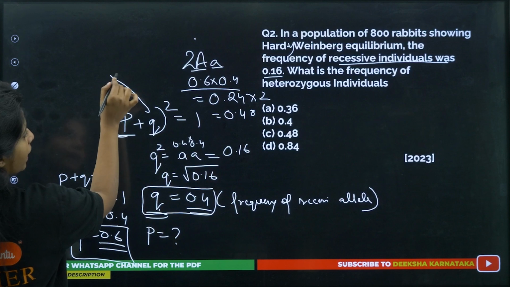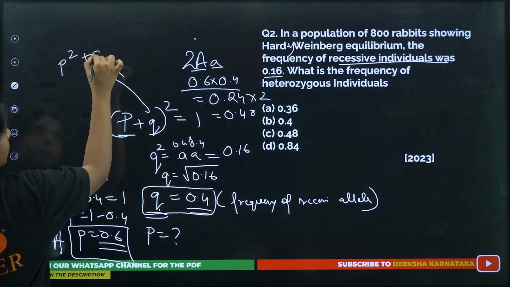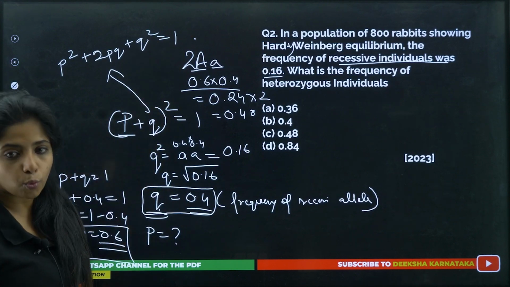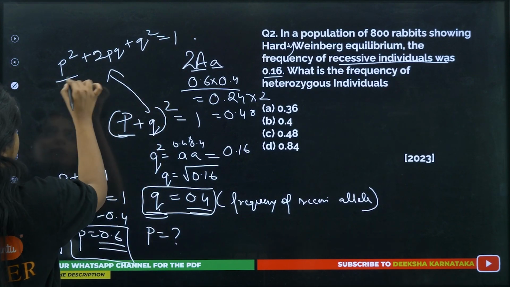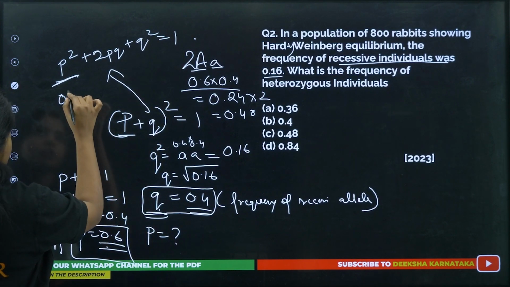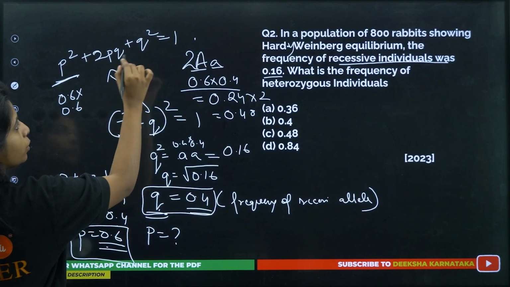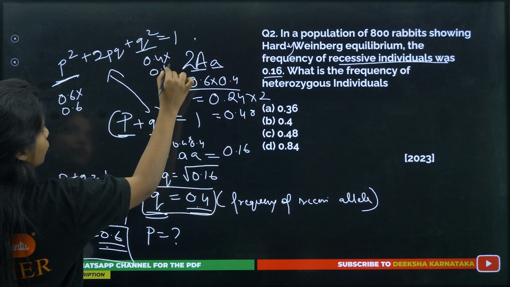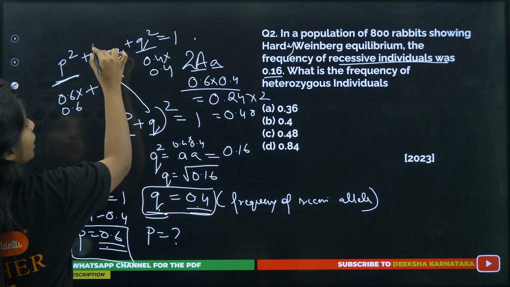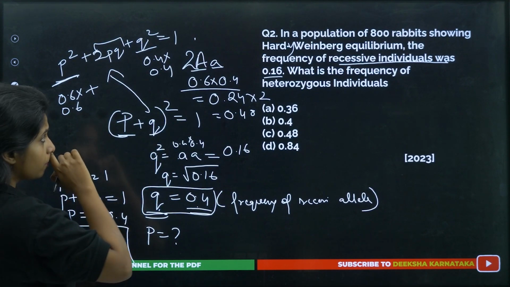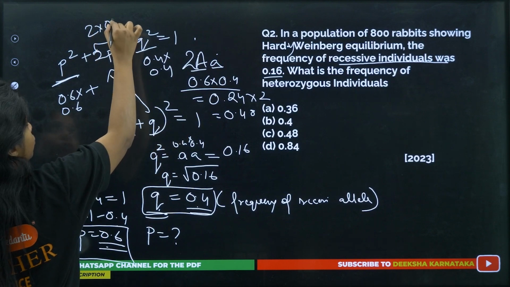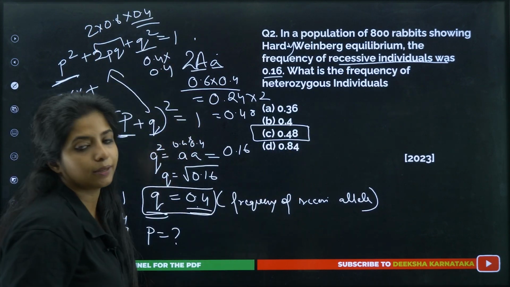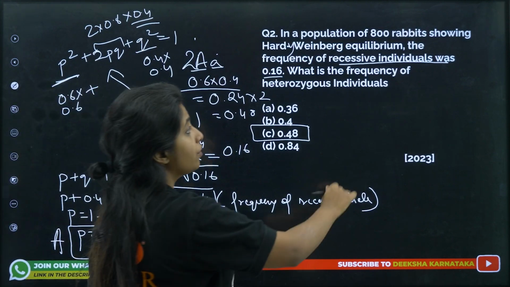So basically if I expand this, it is p square plus 2pq plus q square is equal to 1. That is the thing. Now p square means you're talking about this 0.6 into 0.6. q square means 0.4 into 0.4. 2pq means you're talking about the heterozygous individuals, the one that has both the alleles. So it will be 2 into 0.6 into 0.4. Hence your answer becomes what? 0.48. Cool. So it is mentioned recessive individual.